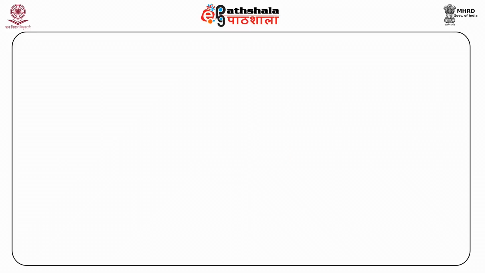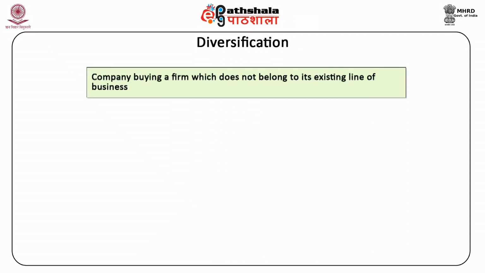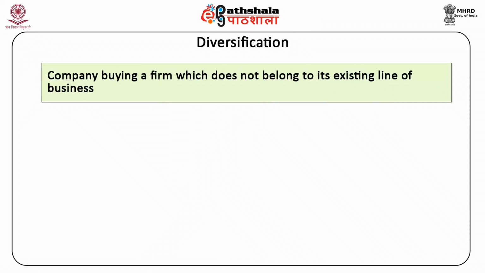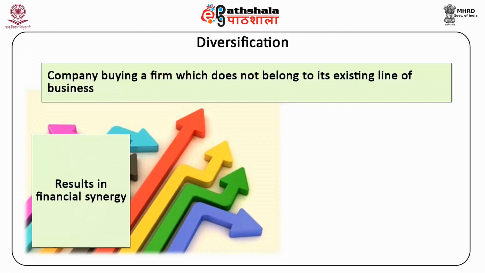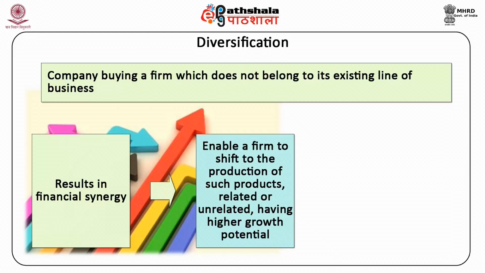After the efficiency theory, next is diversification. A company buying a firm which does not belong to its existing line of business is termed as diversification. This results in financial synergy, which reduces the cost of capital. It may also enable a firm to shift to the production of such products, related or unrelated, having higher growth potential. The extent to which the diversification is unrelated serves as a measure to gauge the effectiveness of management in running the combined firm resulting from the merger.